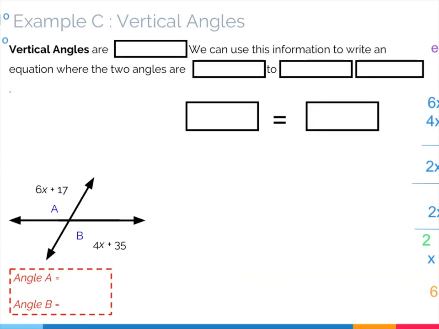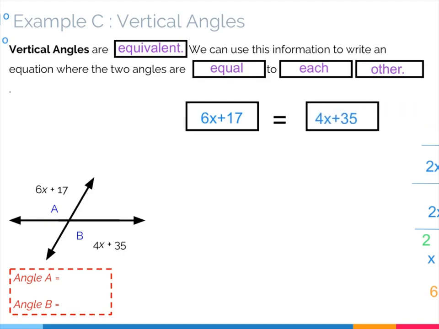Here we are at example C, and example C is talking about vertical angles. Remember, vertical angles are equivalent. So we can use this information to write an equation where the two angles are equal to each other. So our angles here are angle B and angle A. Angle A is 6x plus 17, angle B 4x plus 35. We're going to set those equal to each other. So on one side of our equation, we're going to have 6x plus 17. On the other side of our equation, we're going to have 4x plus 35.